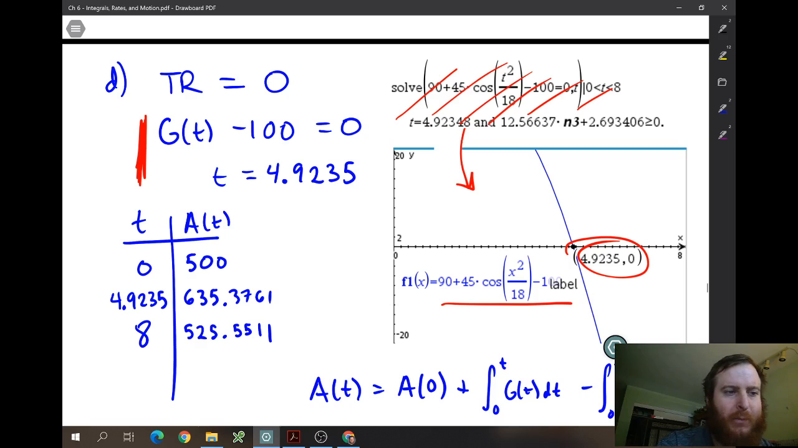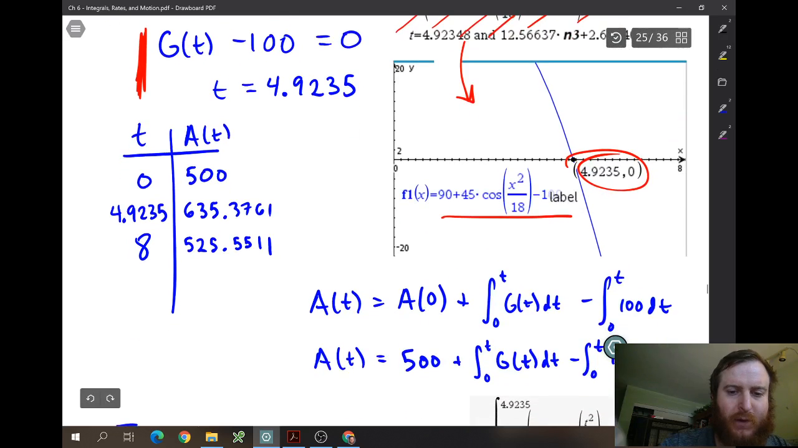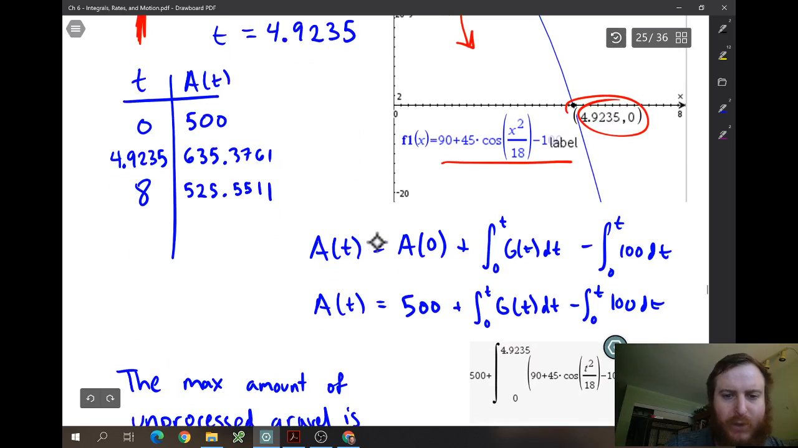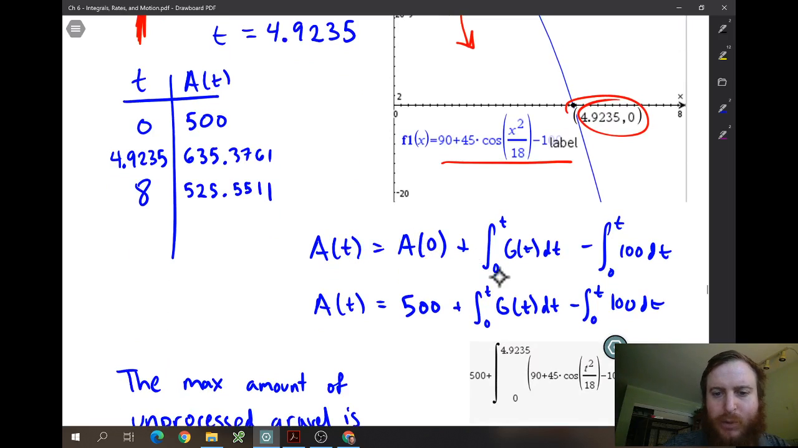Now that I have that, I got my 1 to 2 points there. Then we can try to go in and actually find the answers for each of those. So we make our table for 0, 4.98, my critical point, and 8. And what we are going to do is 0 starts off at 500. And for the other points, we can use this general formula. The amount at B is equal to the amount at A plus the integral from A to B of the rate in minus the integral from A to B of the rate out.